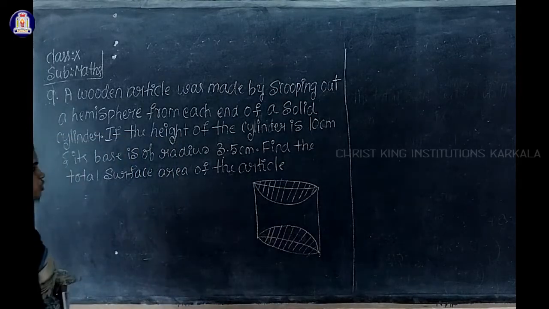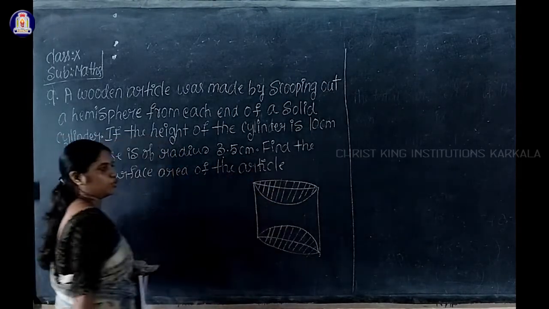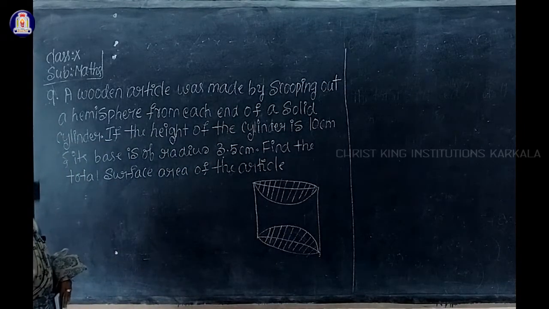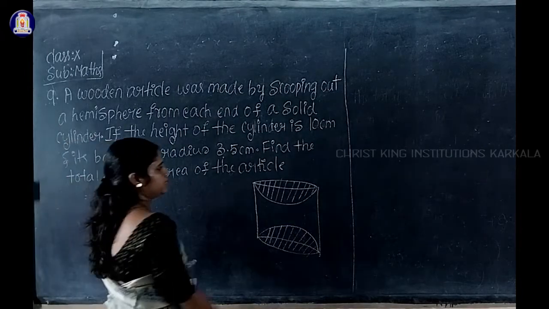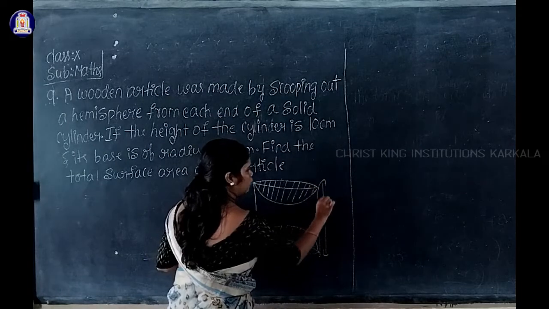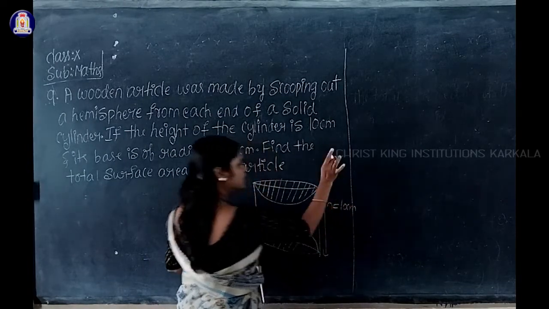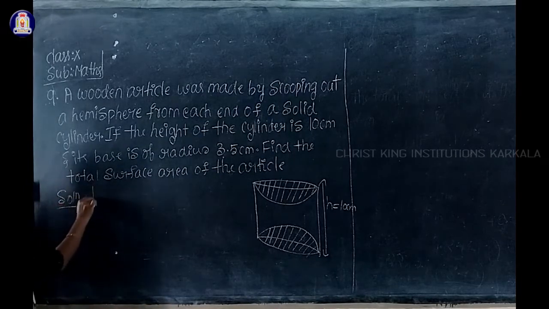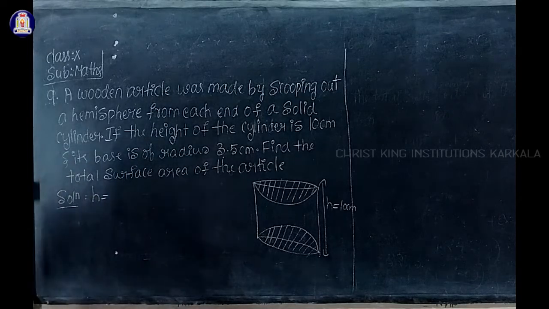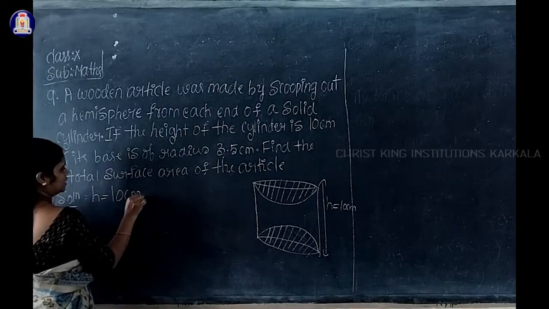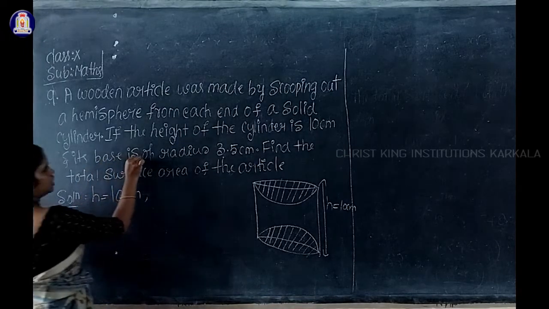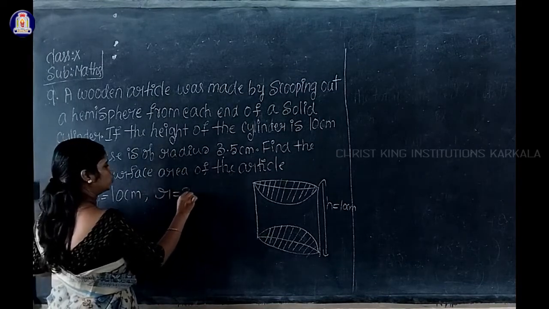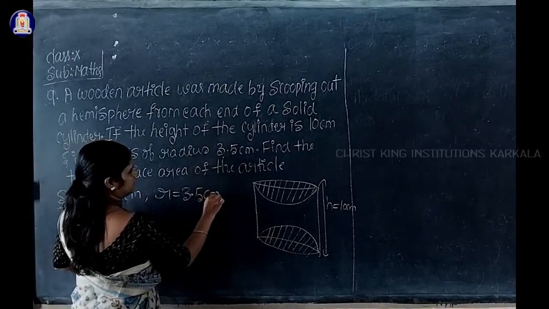So what is your question? You have to find the remaining region, the remaining portion of the article. It's a very easy question. In the question, the height of the cylinder is given as 10 centimeter. So I'll write here solution. What is the symbol here? Height means h value, h is equal to 10 centimeter. Also its base is of radius 3.5 centimeter. That means r is equal to 3.5 centimeter.